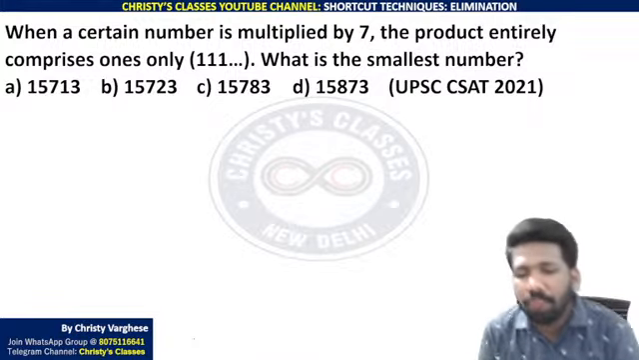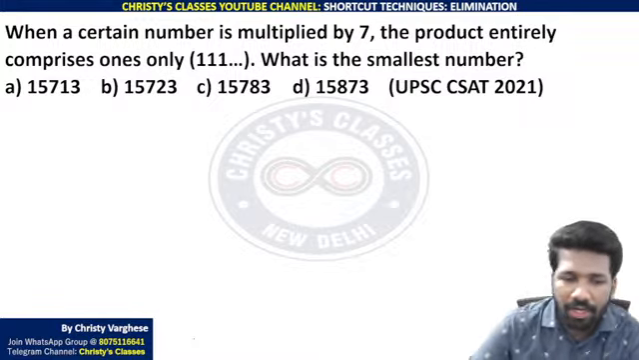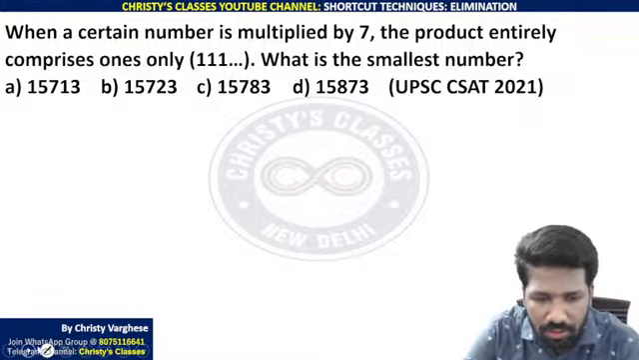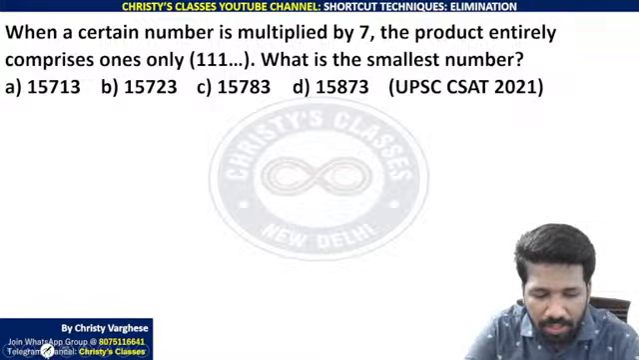When a certain number is multiplied by 7, the product entirely comprises ones only. That means, the meaning of the question I will explain.